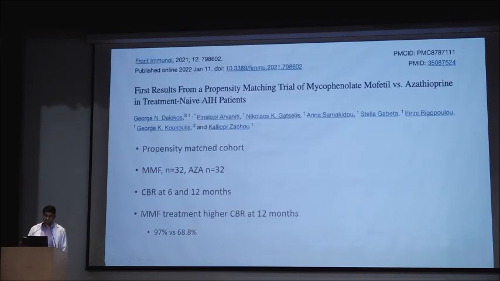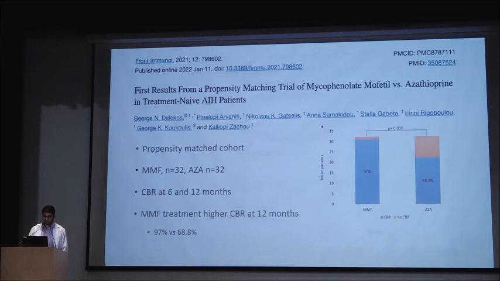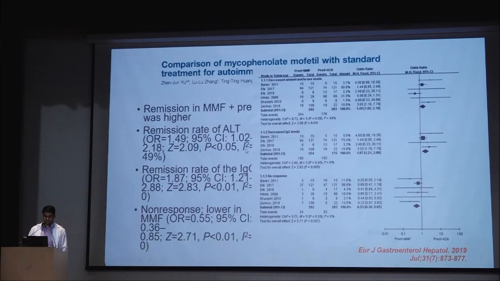So this study compared MMF and azathioprine. This is a propensity matched trial of MMF and azathioprine. They showed that of 32 patients in each group, the complete biochemical response at 6 and 12 months was quite high in the MMF group, up to 97%, and in the azathioprine group just 68.8%.